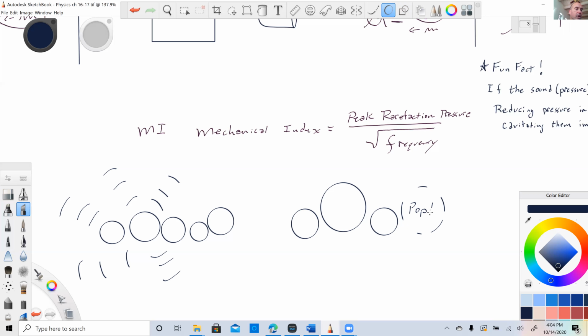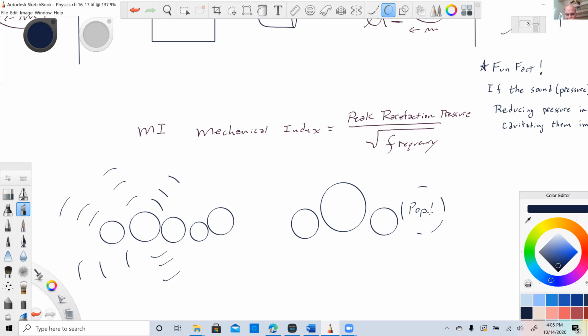The lowest frequency of sound creates the highest mechanical indexes and the highest beam strength. So you have a low frequency sound plus a strong beam, you are more likely to create harmonics. You're also more likely to pop your bubbles. The bubble expands greatly.